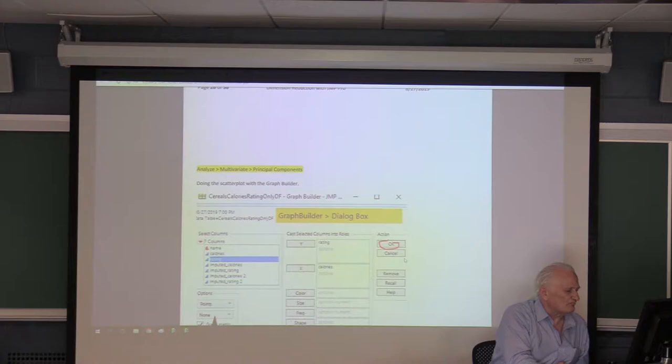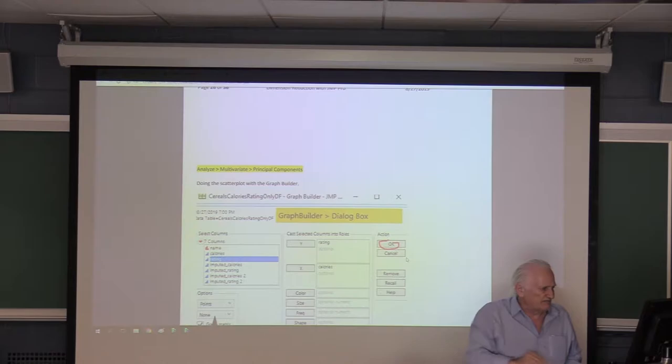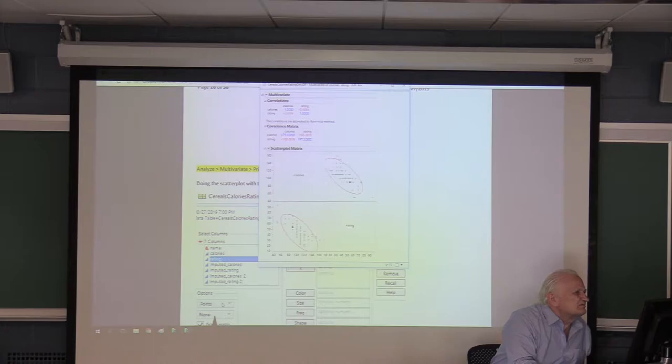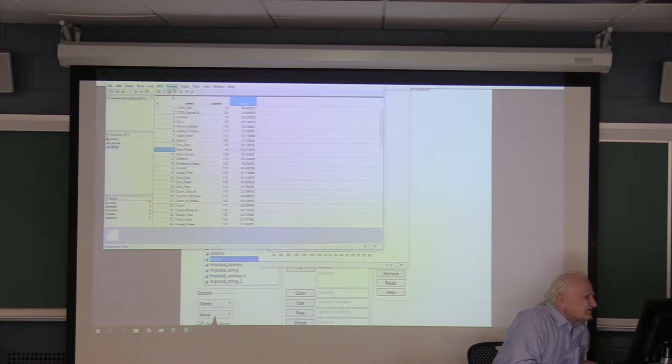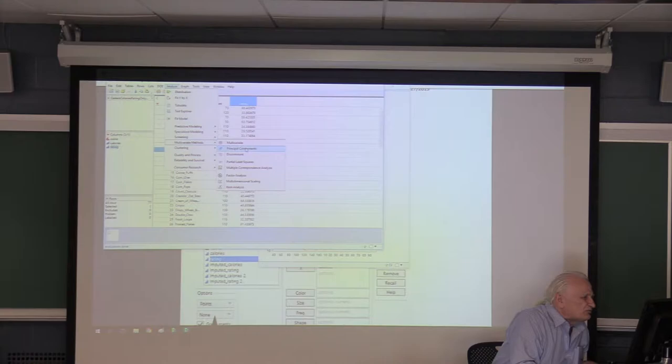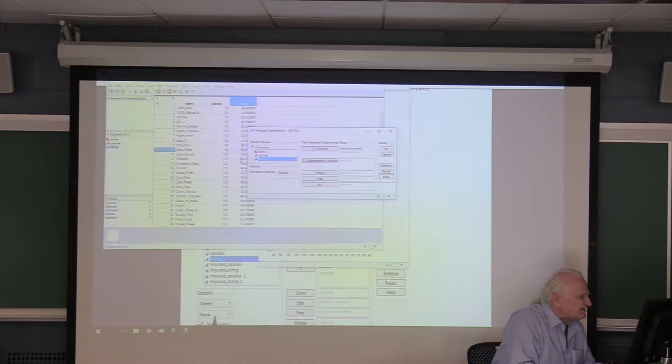Okay, so let us use JMP to do PCA. So I have it right here, and I will go to Analyze, Multivariate Methods, Principal Components. I will take calories and rating and put them under Y columns. Well, sorry. I want to move calories under where it says X. X is calories, move X.